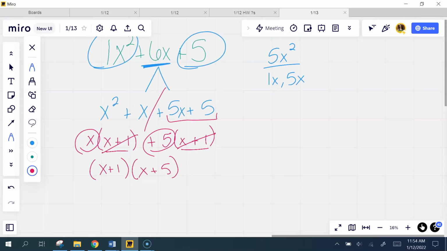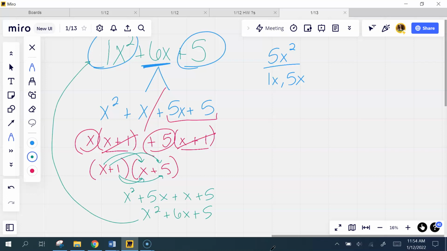Just as a check, quickly, just to show you in case you did not believe me, x times x is x squared. x times 5 is 5x. Plus 1x plus 5 would bring me to x squared plus 6x plus 5, which is exactly where I started.